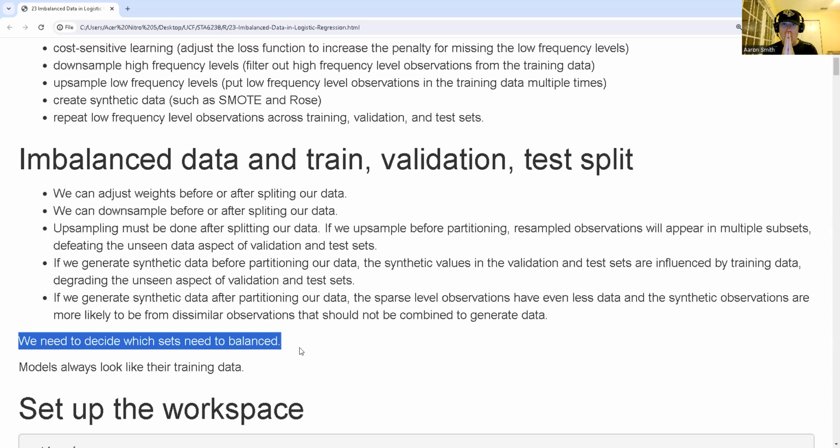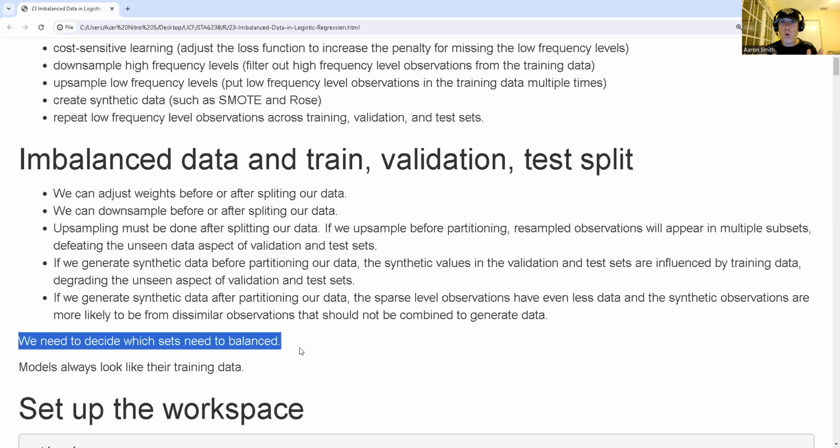Now, when it comes to validation and test statistics, I need to make a choice on balancing the data, because it's going to change my statistics depending on what I do. If I don't balance my validation set or my test set and I take my statistics, well, the training data doesn't look like the validation data. And so my statistics are going to look worse if I don't balance the data.